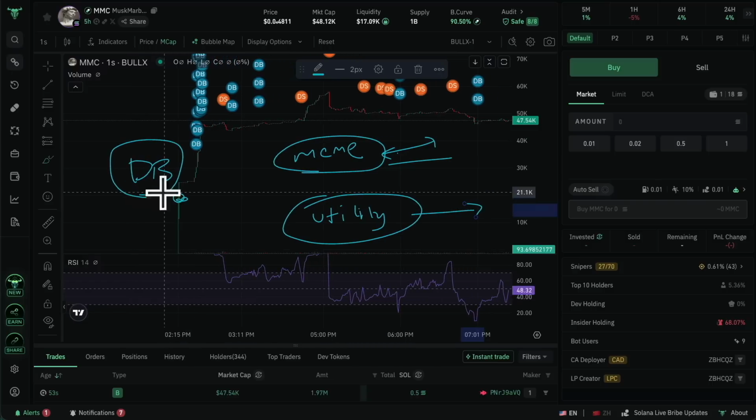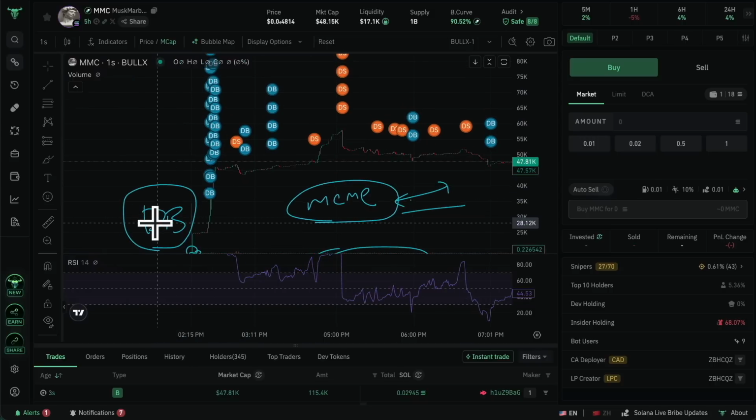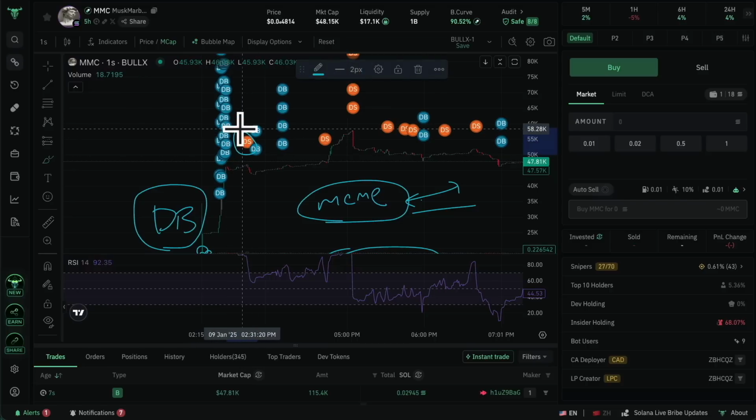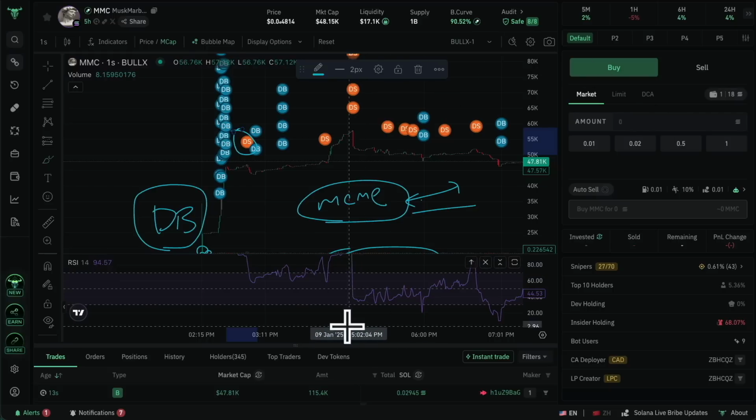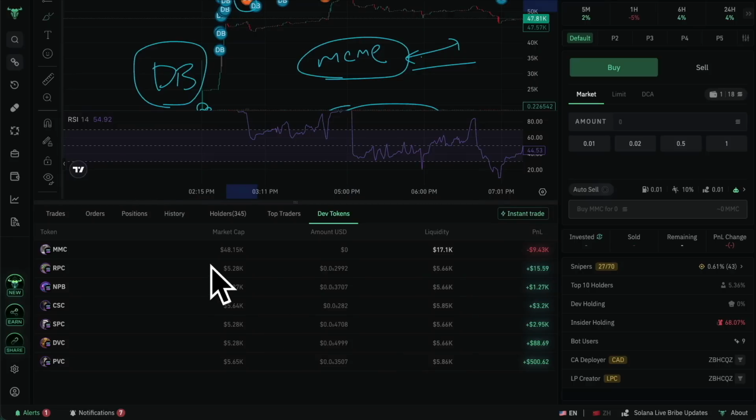But be careful. The other thing that devs have started doing is they know people are just looking for the DB sign and the DS sign. So what they'll do is they'll sell, dev sell, but they'll only sell part of their position. So again, that's where BullX is really good. If you scroll down to the bottom here and click on where it says dev tokens, next to top traders here, dev tokens, click on that, and then you can see exactly what the situation is with the dev holding of this particular coin.